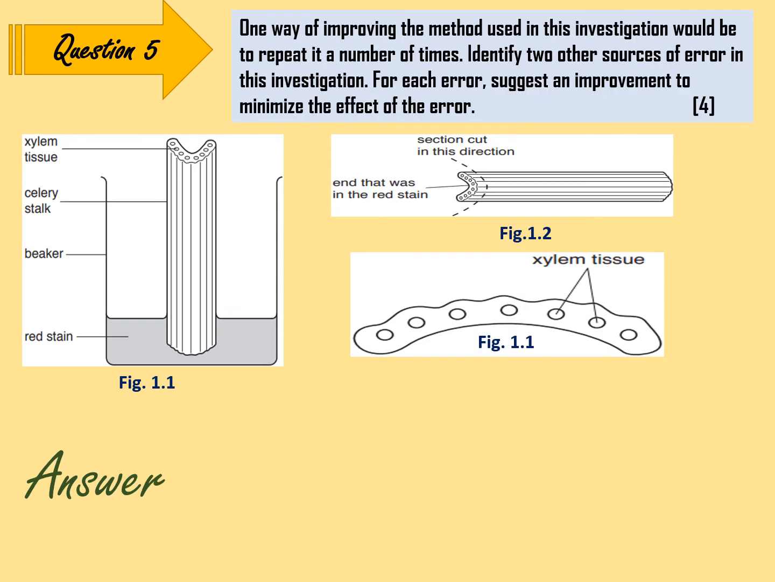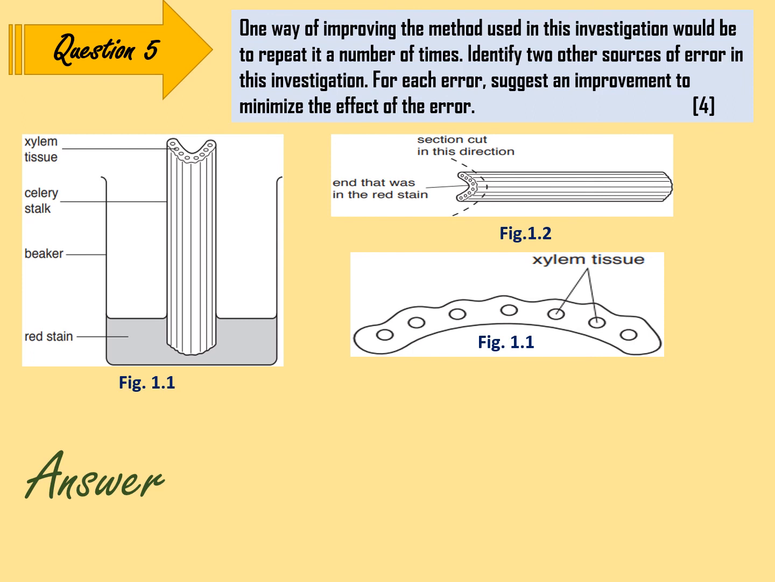So question number 5: one way of improving the method used to investigate is that we can repeat the investigation. Now identify two other sources of error in this investigation, and for each error suggest an improvement to minimize the effect of the error. This is a 4-mark question, so we are supposed to mention the two errors for 2 marks, and present one improvement suggestion relevant to each error.